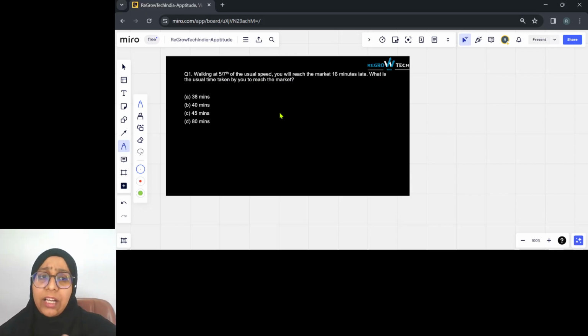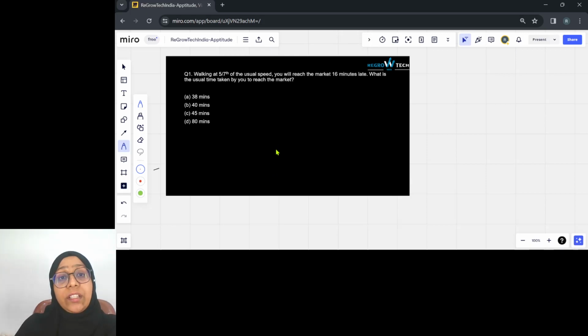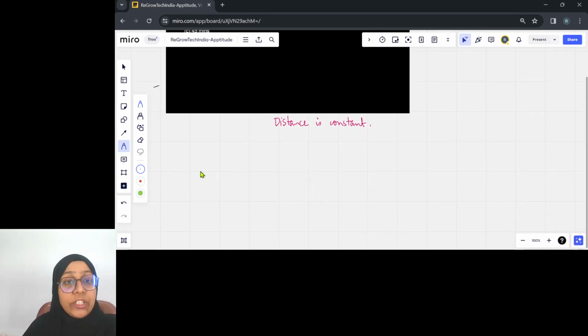Now, a quick concept related to this. So basically, here we have a concept where the distance is constant, right? And the speed and the time is actually changing. So first, let's understand the relationship between speed and time, and then we'll come back to the question. So let me take you here.